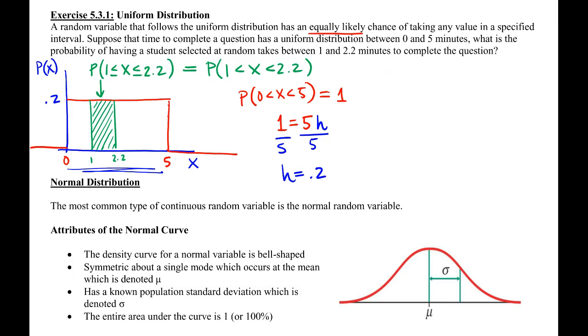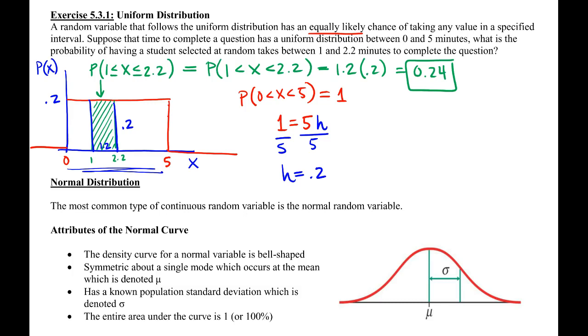Now that we know the height, we can figure out the area of this curve. We know its height is 0.2, and the base, well, to get from 1 to 2.2, this is 1.2. So the probability of being between 1 and 2.2, that's our base times our height, which is 0.24. So 24% chance of taking that amount of time. And I also could have done this by asking how much of this whole rectangle we're talking about, right? This is 1.2 out of the 5 possibilities. Same thing. So that's the uniform distribution.